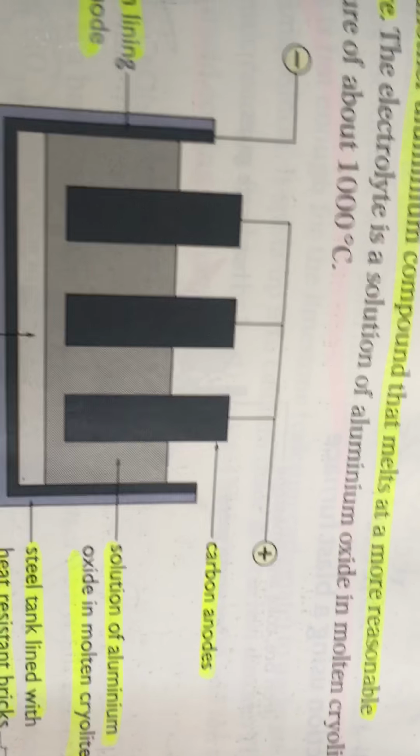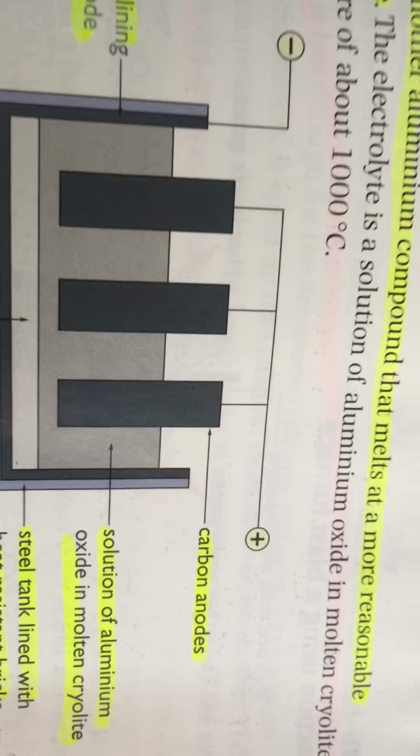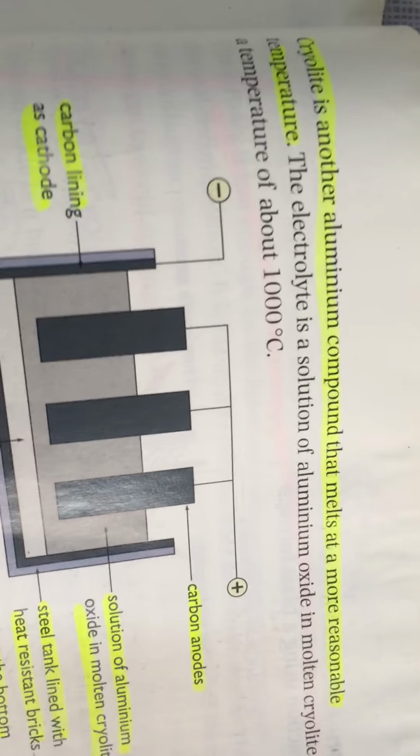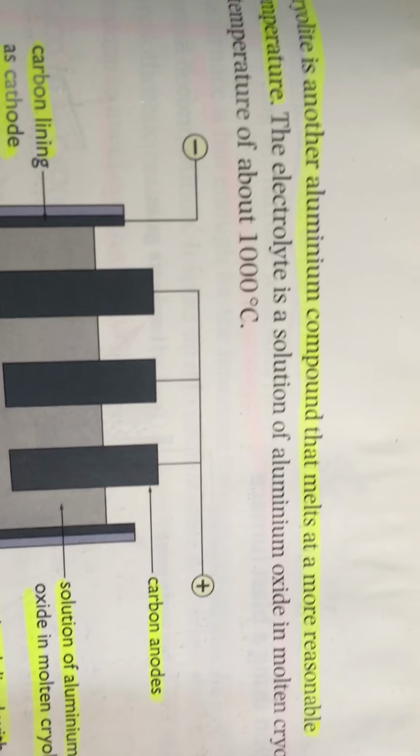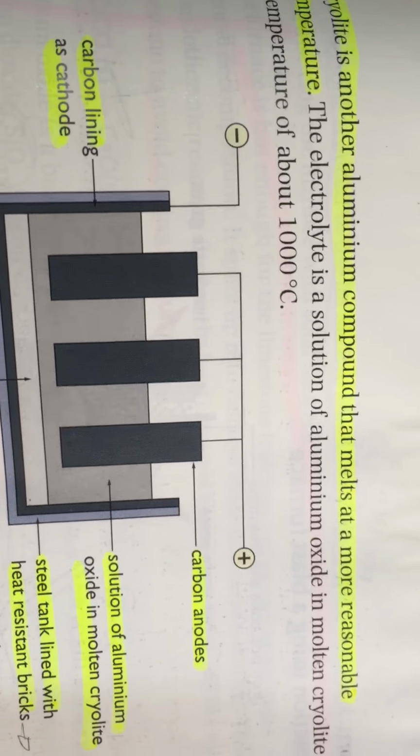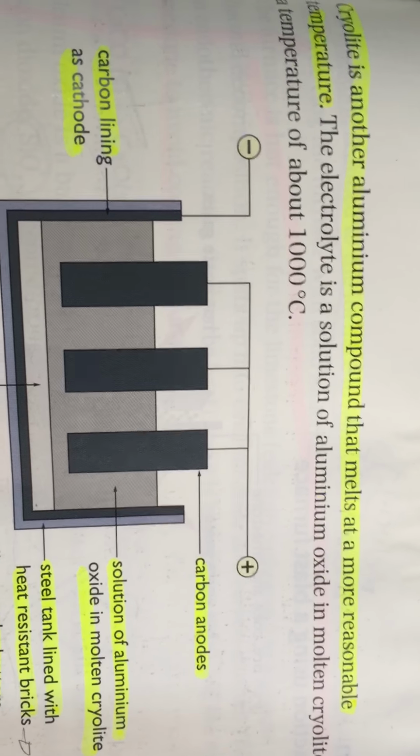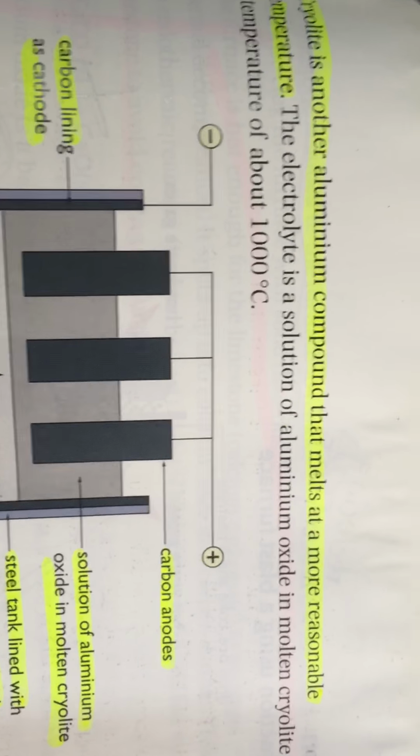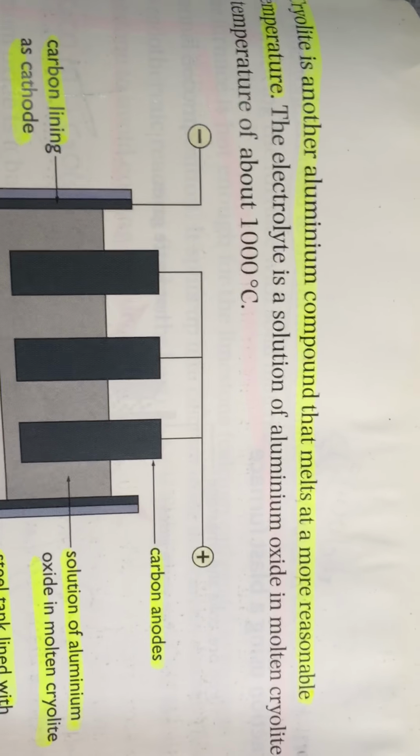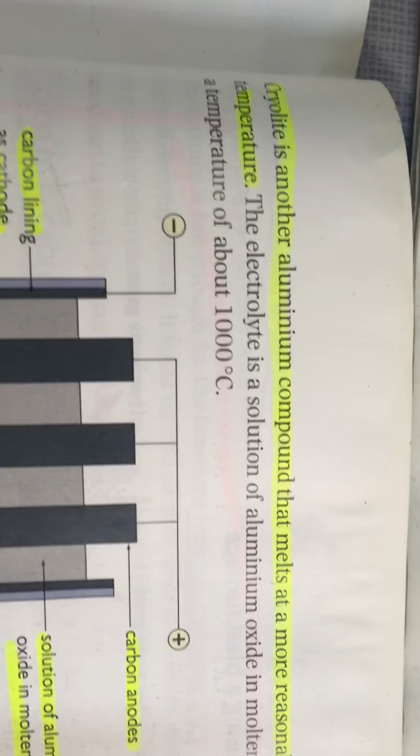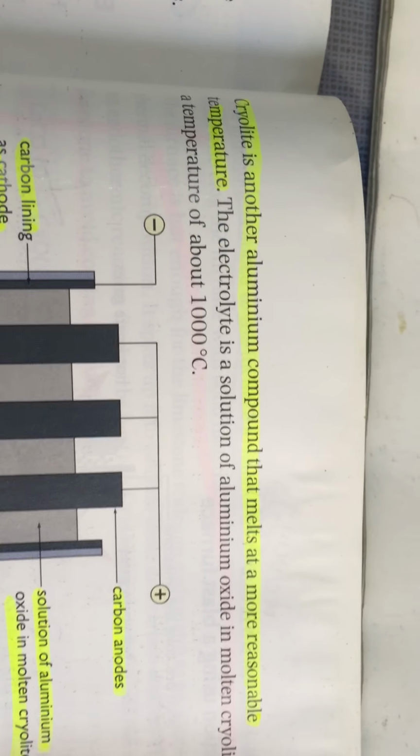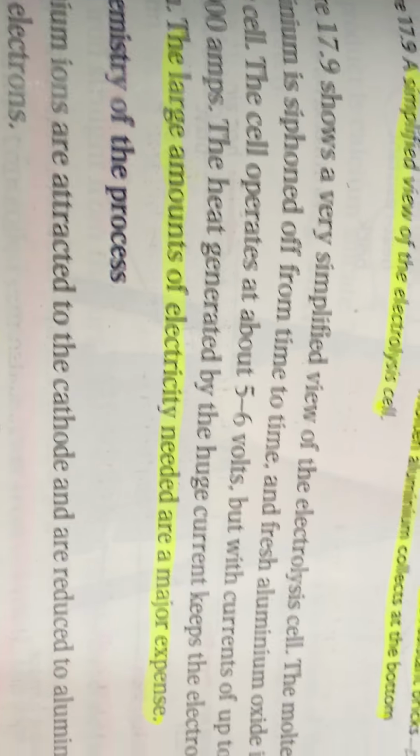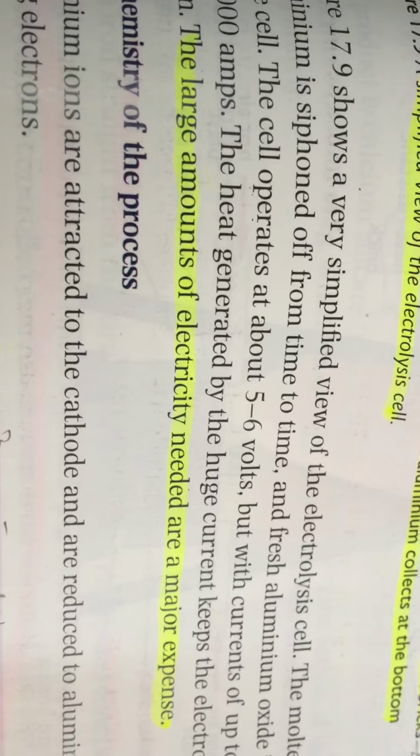The problem is that during this process, the oxygen goes to the anode, and at this high temperature, oxygen reacts with the carbon and makes carbon dioxide. So we have to replace the carbon anode from time to time. Okay, as you see here, the large amount of electricity needed is the major expense.